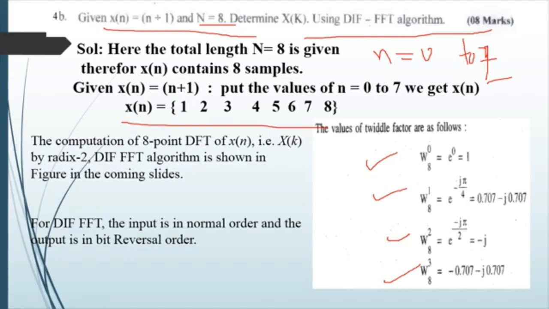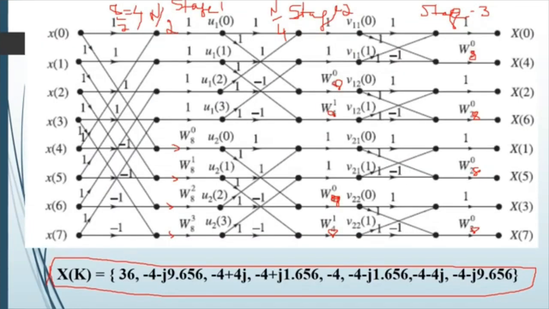The given points for x of n are 1, 2, 3, 4, 5, 6, 7, 8, and here the length n is equal to 8. We know the twiddle factors used for the problem are omega 8 power 0, 1, 2, 3. In the DIF FFT algorithm, we take the input in normal order and the output will be in bit reversal order, and we rewrite the bit reversal output into normal order once again at the final stage. So this is the method for the 8 point DFT using the DIF FFT algorithm.